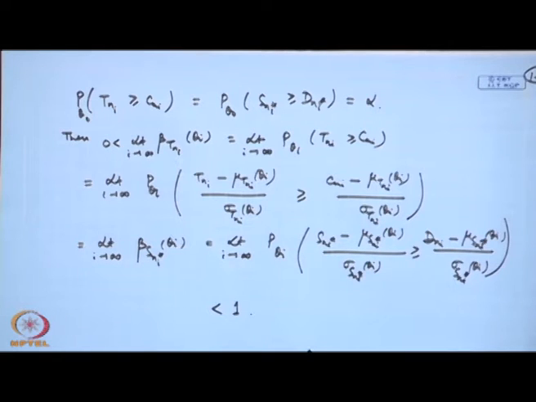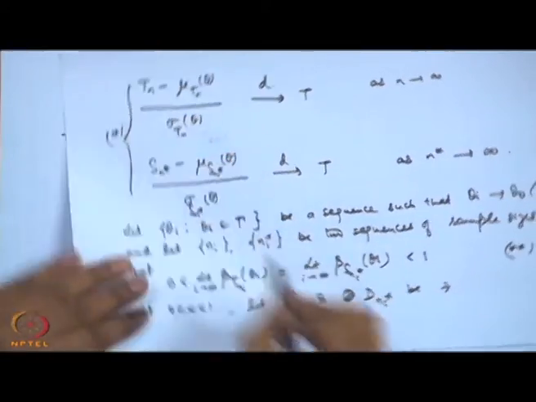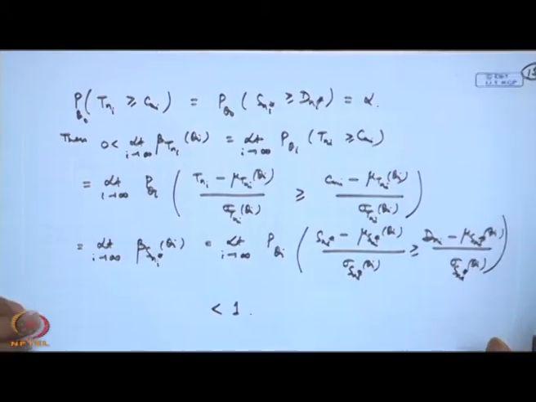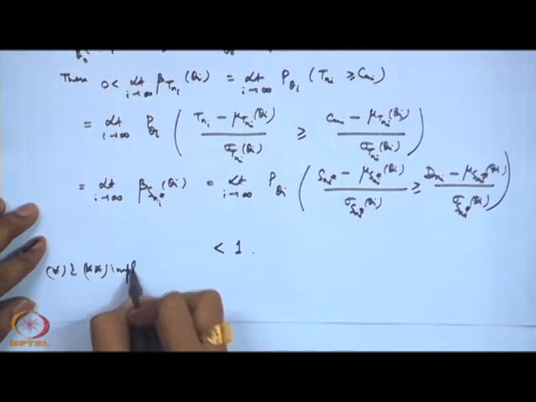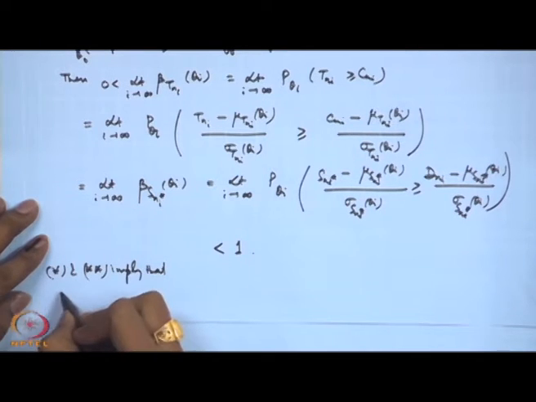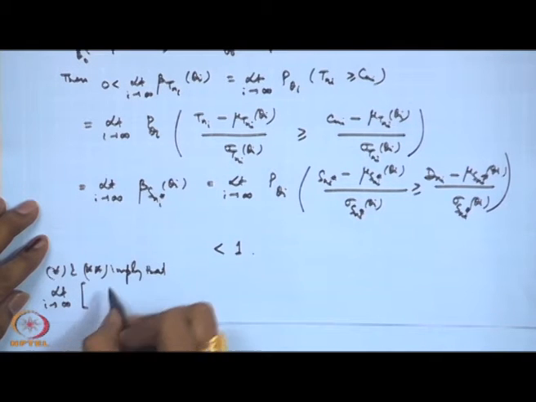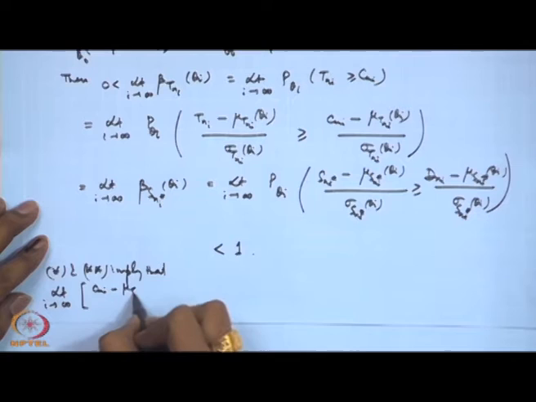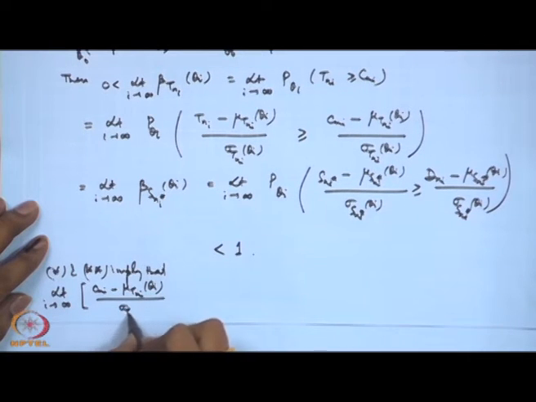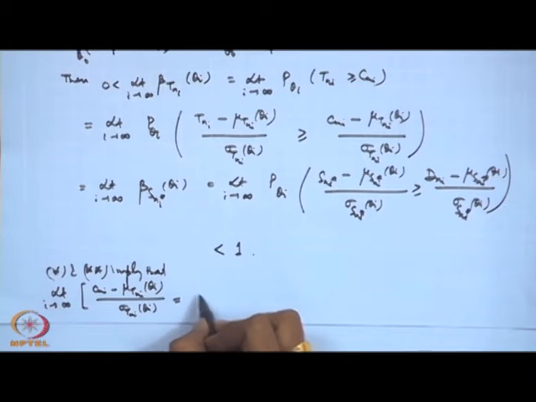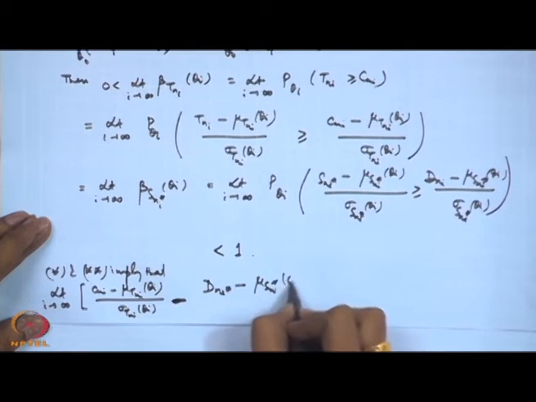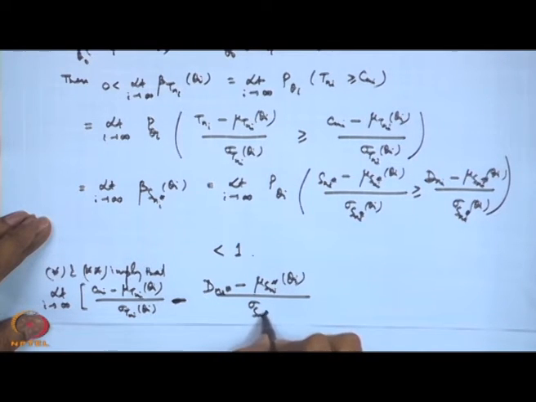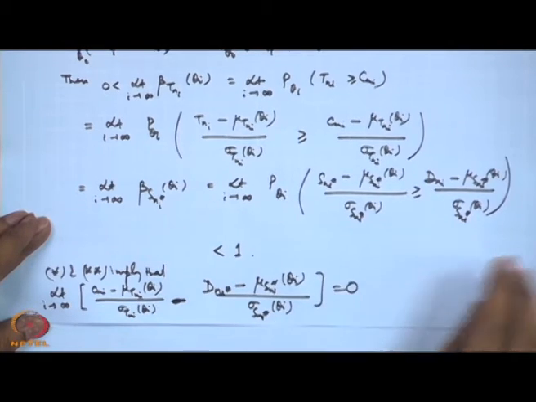So, if we compare these two, from these two relations we get, this implies that the limit as I tends to infinity of (Cn I minus mu Tn I of theta I) divided by sigma Tn I of theta I is equal to minus (Dn I star minus mu Sn I star of theta I) divided by sigma Sn I star of theta I, which is equal to 0.